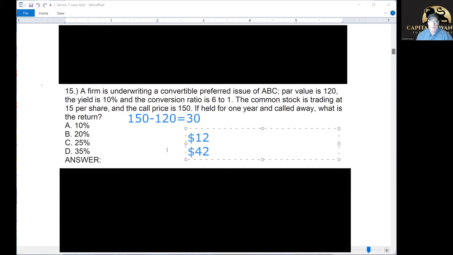Now, that's great. I made $42, but I have to figure out what my total return is because remember, that's a growth in the money. So I'm going to do 42 divided by 120. That equals 35%. So that's a 35% total return. Not a bad return in 1 year. Okay. So again, I start with the 120. I go to 150. I made $30 right there. Then I also made $12 because 10% yield on 120 is $12. I made 30 plus 12 equals 42. There's my 35%.